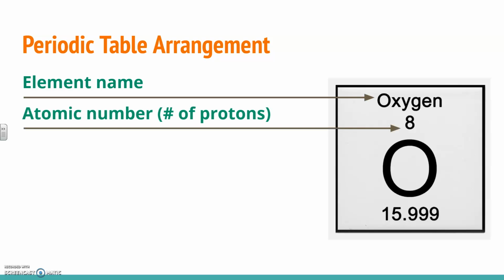So the next thing you got to look for is your atomic number. Reminder, that's your number of protons. Protons are the positive part of the cell. So in this case, oxygen has 8 protons. That also means that oxygen has 8 neutrons, and that also means that oxygen has 8 electrons. So just keep that in mind. That number actually represents 3 separate things. It's not just the number of protons.